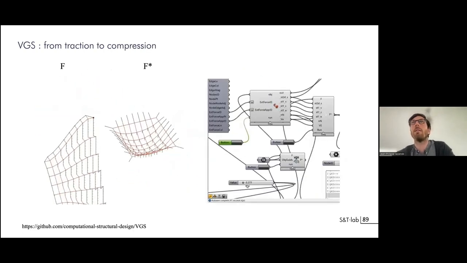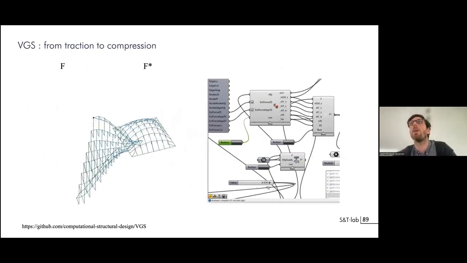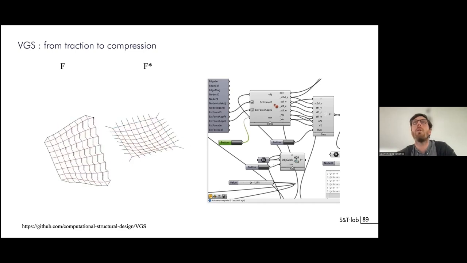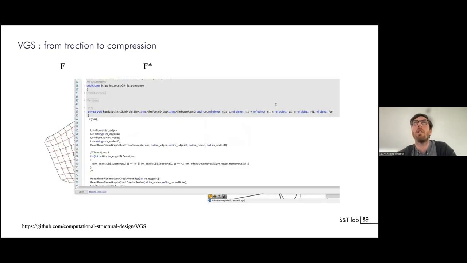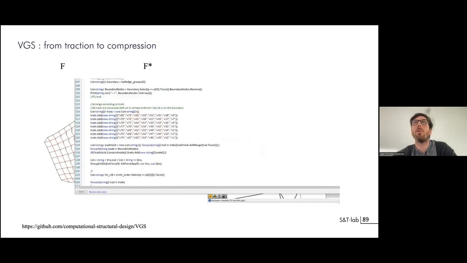Okay, this is another example in which you just modify the way you have some self-stress in it and how you go from traction to compression. And so how you go from shell to a cable net.